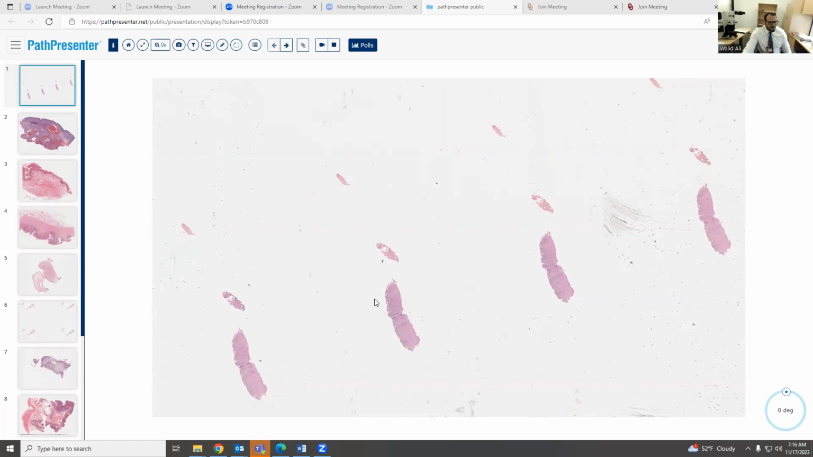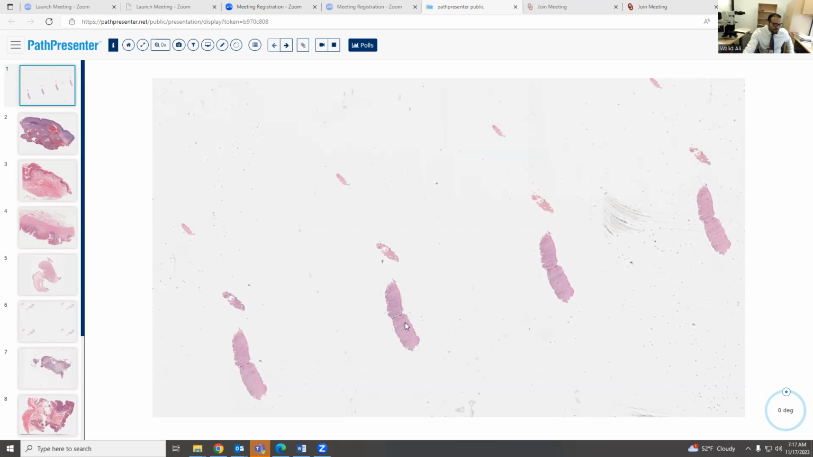I have some GI slides here. I think they are very common in practice, and it will be very helpful for anyone who would like to be a pathologist and start practicing. We see these cases almost weekly or daily. So let's start here with the first case.